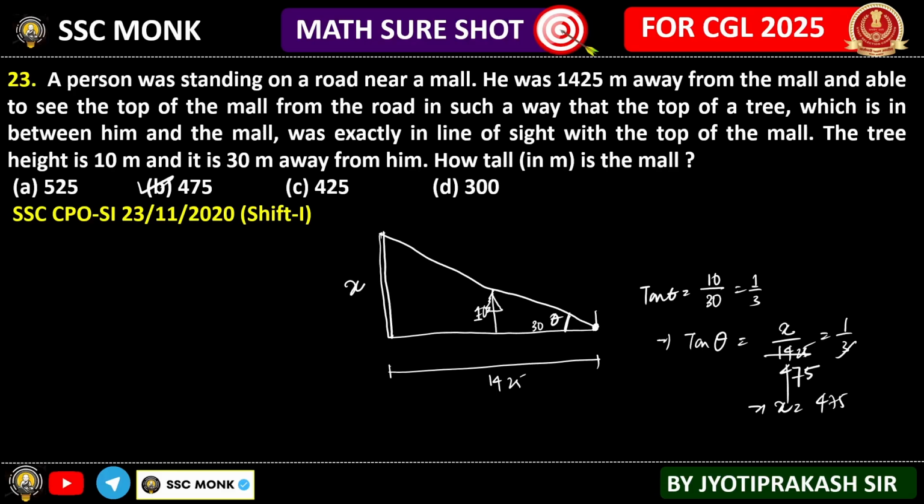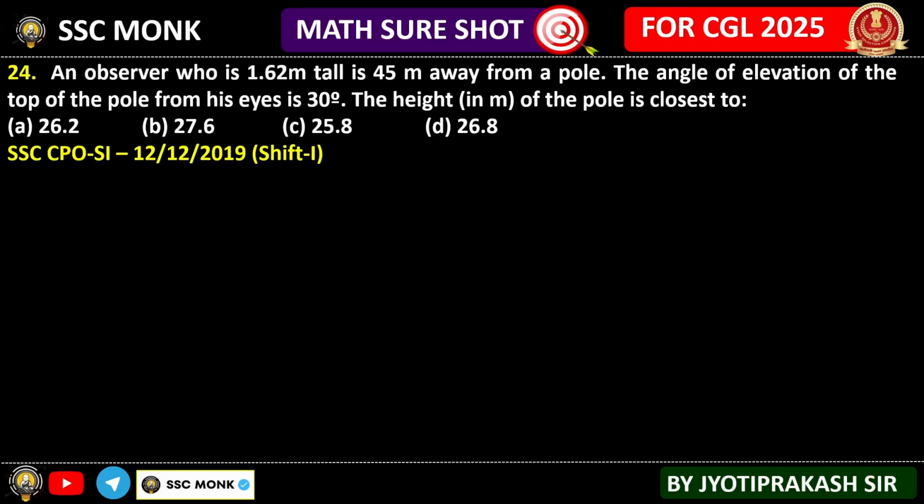Clear? Very simple. Next, an observer who is 1.62 meter tall is 45 meter away from the pole. The angle of elevation of the top of the pole from his eyes is 30 degree. Now see, this is a pole. You are standing here. So here is the observer who is 1.62 meter. Now he is watching from here. This is what is the difference. When observer height is given, you can't take it from here. You will take it from over this distance.